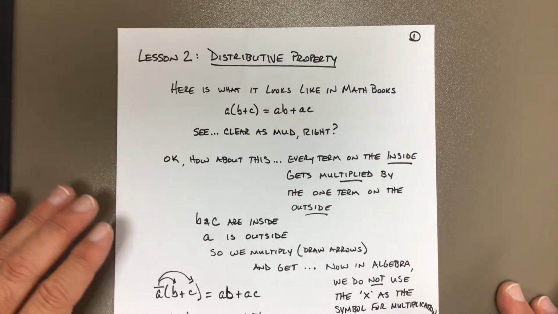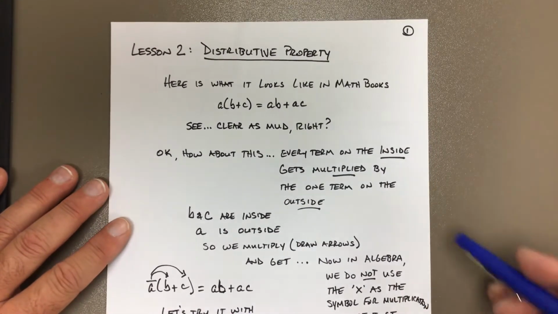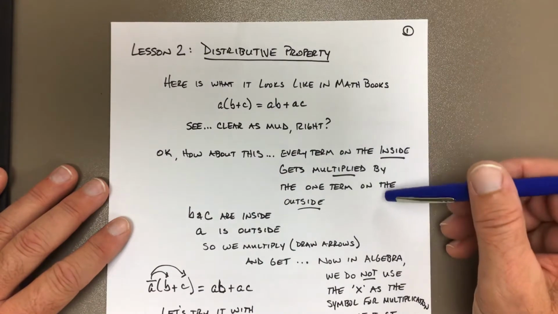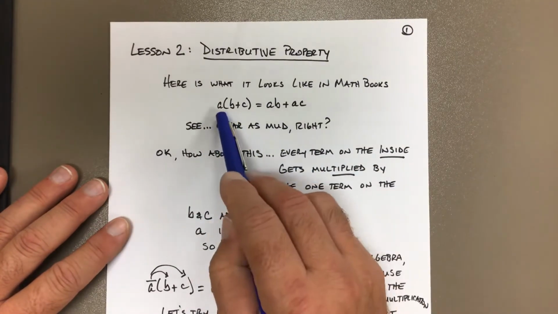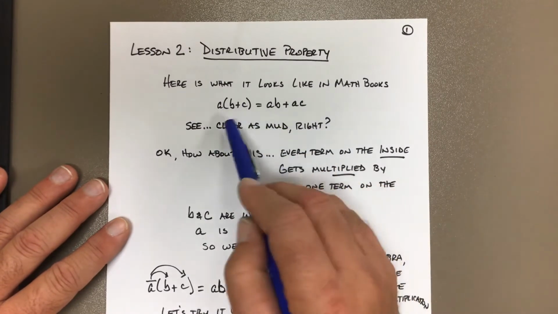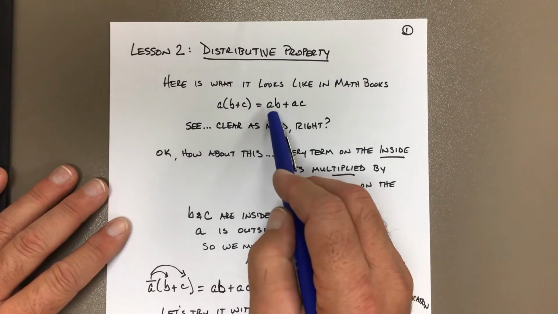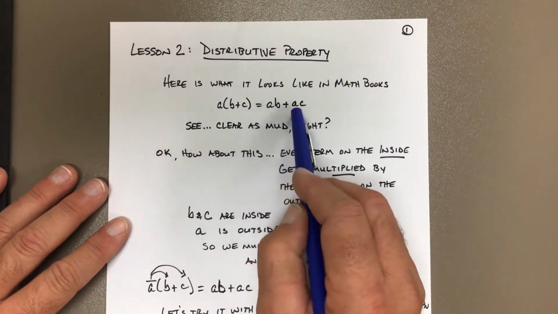Mr. W here. We're going to talk about distributive property. This is something that most kids are familiar with. They just have a couple hiccups in here. All right, so it's clear as mud, right? Whenever the book tells you, and it looks like this, there's no numbers, there's just letters, and kids don't understand this. Well, whenever we put two letters together, that means multiplication.